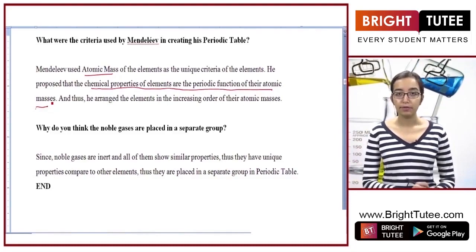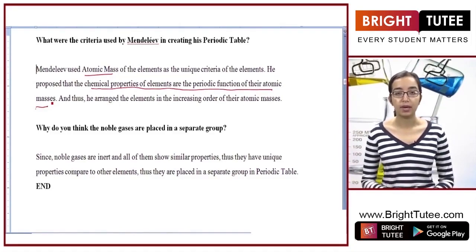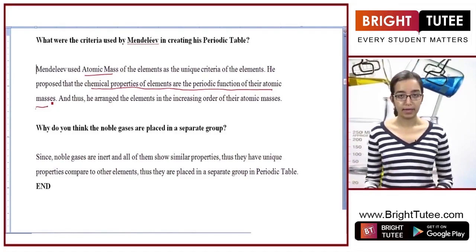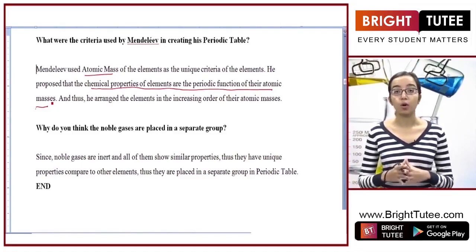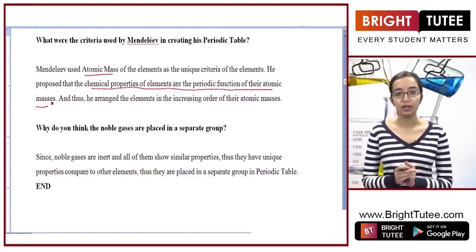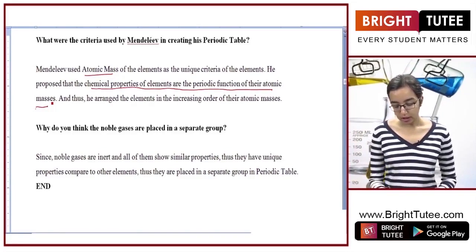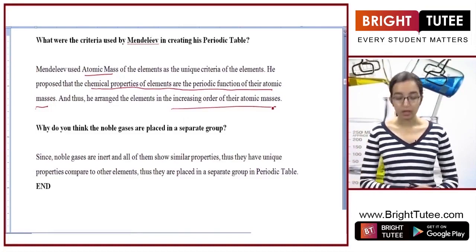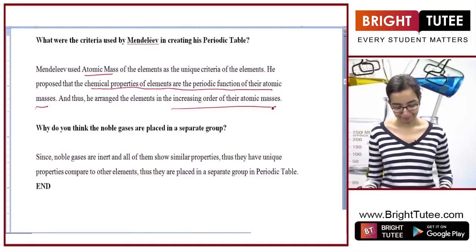Although when you study further, you will realize that actually it should have been atomic number. It is a better suited way of classifying elements, but Mendeleev chose atomic mass, which is the number of protons and neutrons present inside the nucleus. Thus, he arranged the elements in increasing order of their atomic mass.